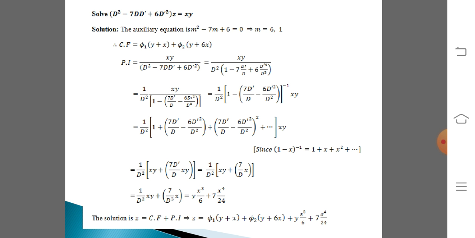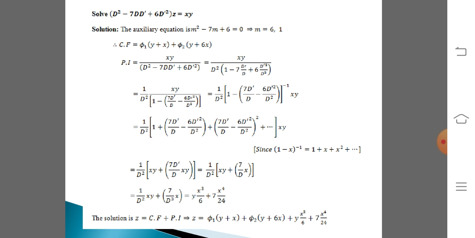Okay. So we get PI equal to 1 by D square into 1 plus 7 D dash by D minus 6 D dash square by D square, that is 1 plus x square plus etc. of xy. Okay. So now you bring xy inside the bracket. You should always remember that D equal to dou by dou x and D dash equal to dou by dou y. They are reciprocal. 1 by D stands for integration with respect to x. Similarly 1 by D dash stands for partial integration with respect to y.